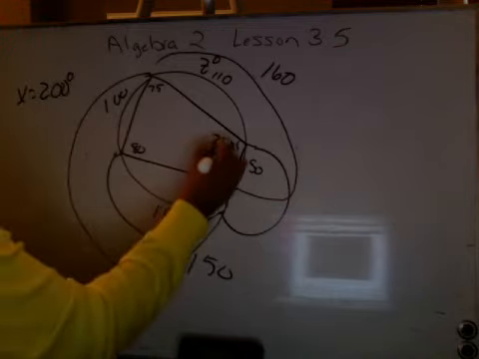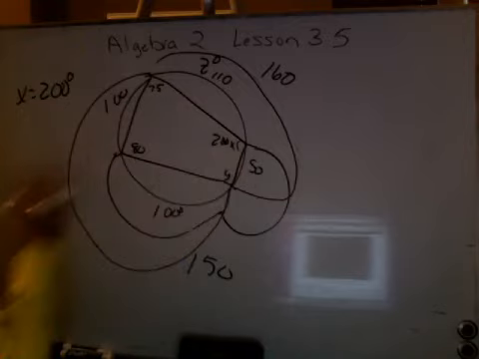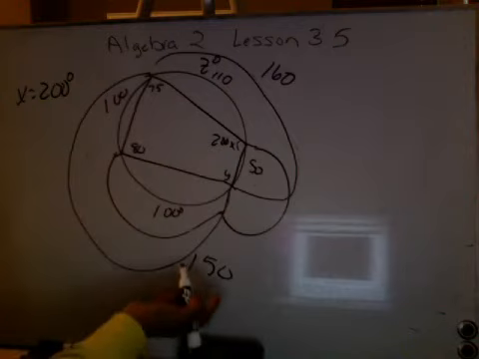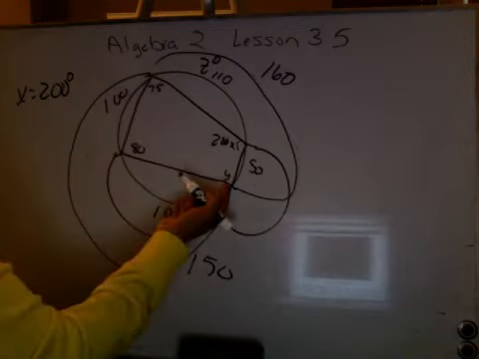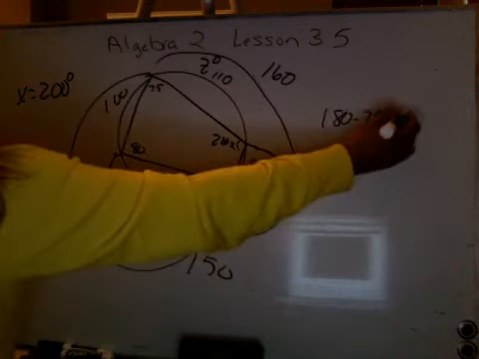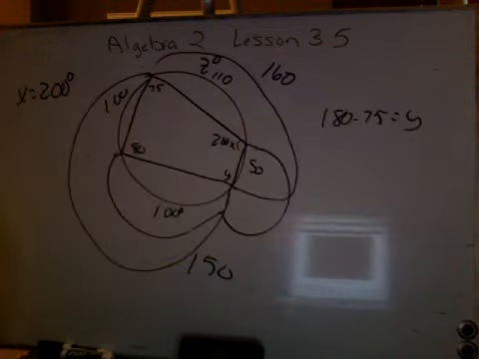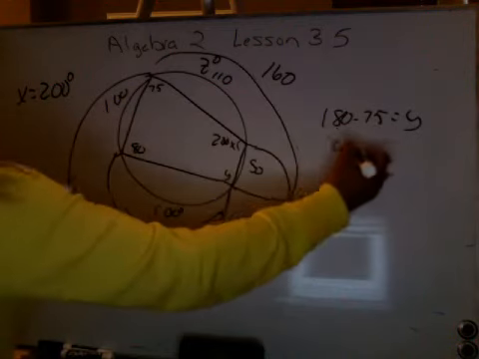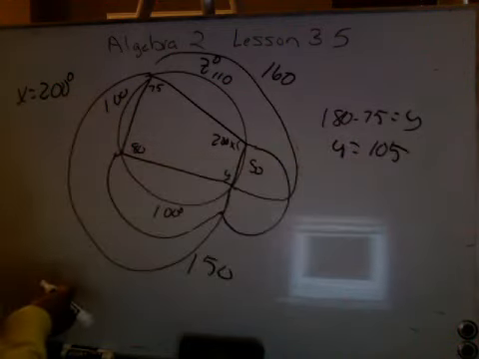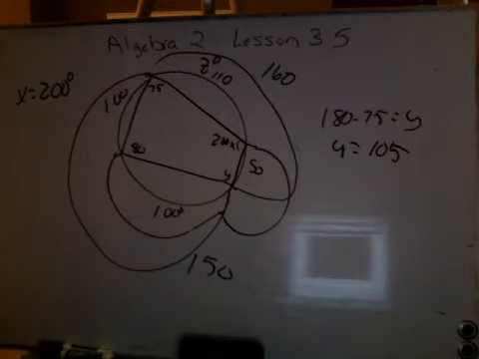Then we've got to find y. Well, we know the quadrilaterals, we know the opposites have to equal 180. So we can find y. So it's 180 minus 75 is going to give us the y value. So y is equal to 105. There's all three angles. So I know it seems confusing, but you've got to take what you know.